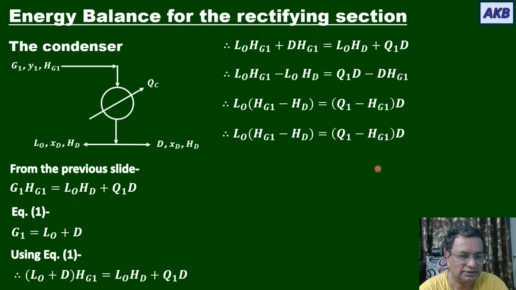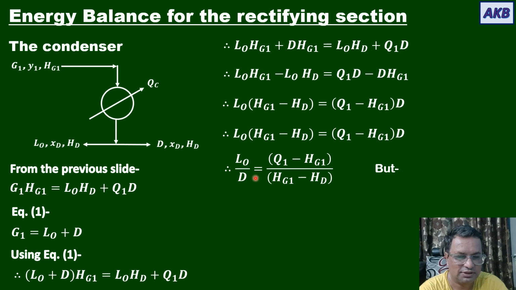The same step I have written. Now the equation is arranged in this way. D is brought to this side, so L0 by D is equal to (Q1 minus Hg1) divided by (Hg1 minus HD). If you look at the left hand side of this equation, you have L0 by D, that is reflux flow divided by distillate flow. L0 by D, if you know, is nothing but R, the external reflux ratio.